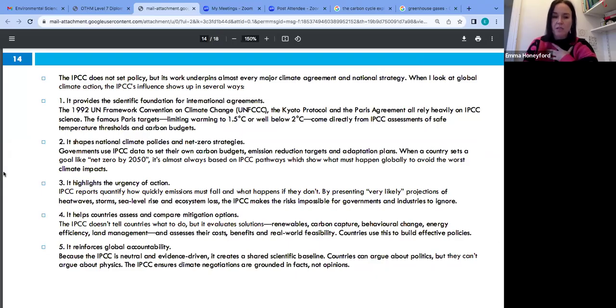It helps countries assess and compare mitigation options. The IPCC is impartial. It doesn't tell countries what to do, but it evaluates solutions. It looks at renewables, carbon capture, behavioural change, energy efficiency and land management, and assesses their costs, benefits and real world feasibility. So countries base their policies on the IPCC to ensure that they're building effective policies.